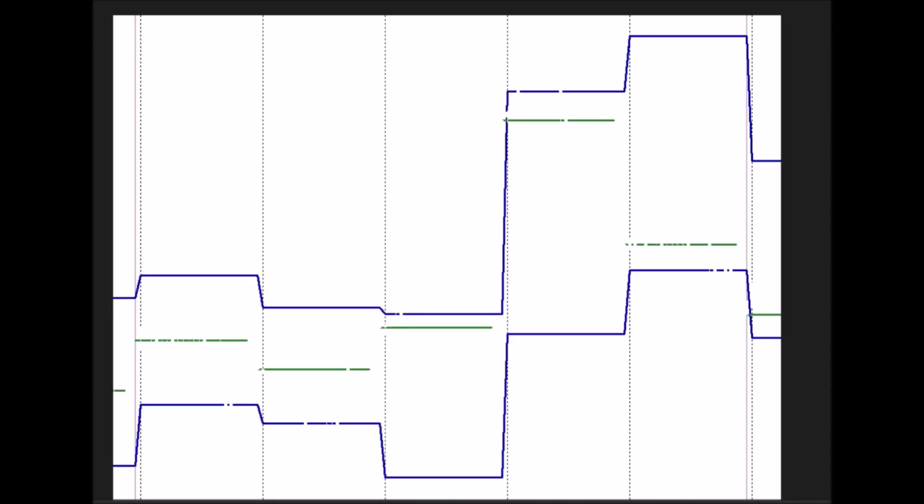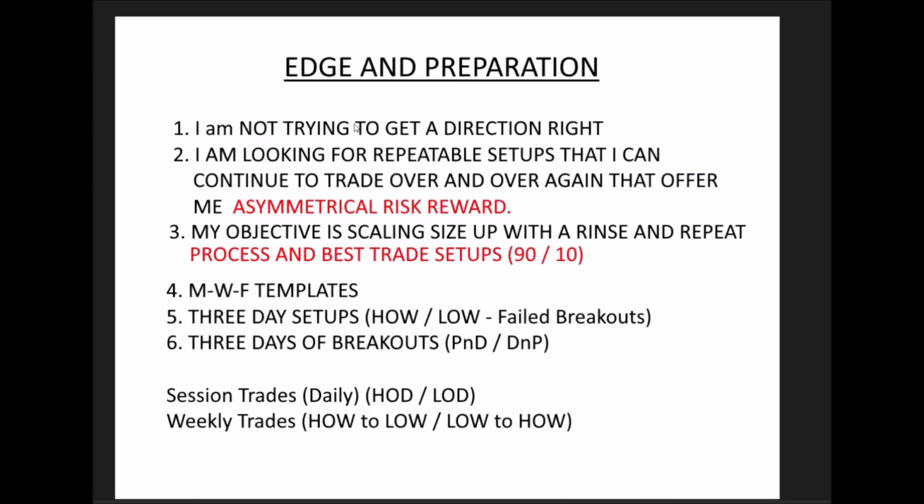Every trader has access to which day of the week it is, these 3 levels, the time of the day, and the day count. My goal is not about trying to guess a direction. I'm waiting for the templates to set up so that I can attack a market best trading candidate setup within that Monday, Wednesday, Friday template for either a 3-day setup, high of week, low of week, high of week, low of day, low of week, high of day, whatever that may be, or 3 days of breakouts. These are best trading candidate template setups. I am not trying to catch a move.